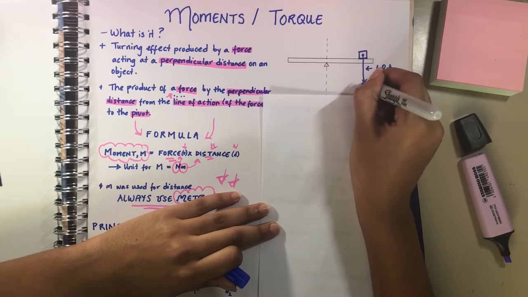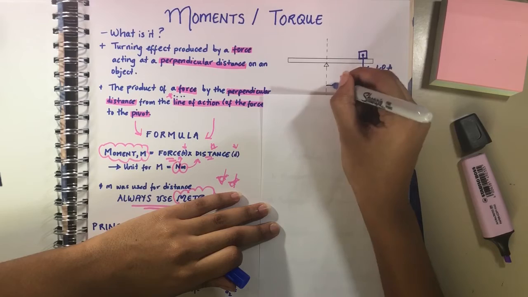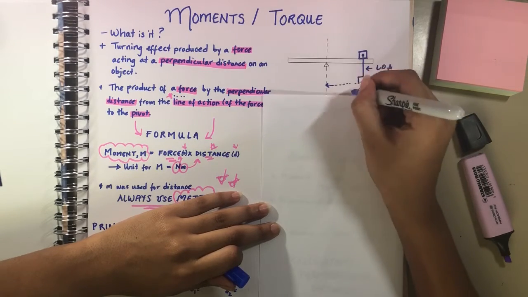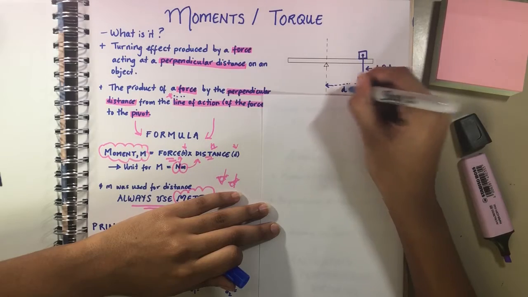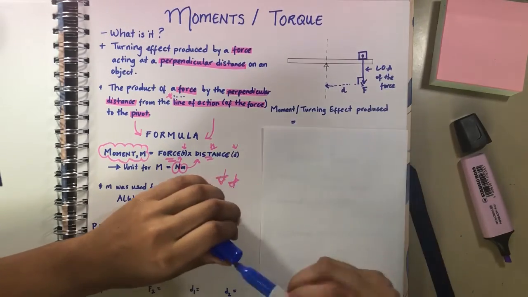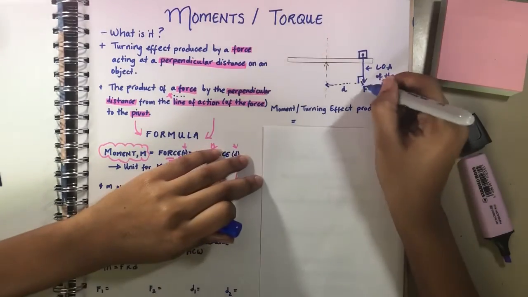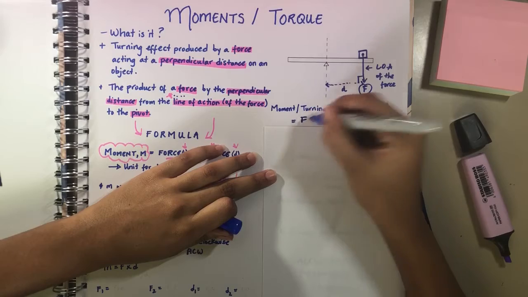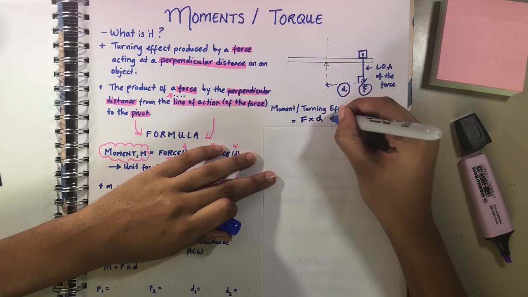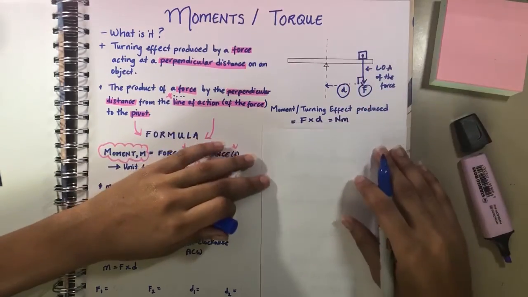So if we move across this way, we can see that it's perpendicular, and so the perpendicular distance here would be D, right? So from this diagram, the moment or turning effect produced would be the force F by the perpendicular distance D, and it will be measured in Newton meters. Fairly simple so far, right?